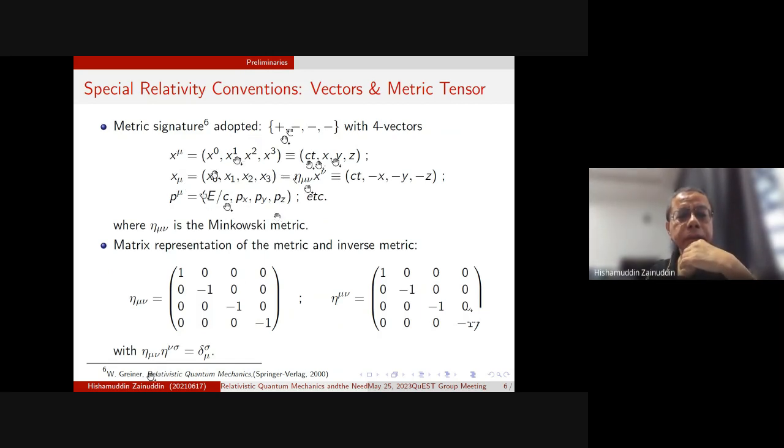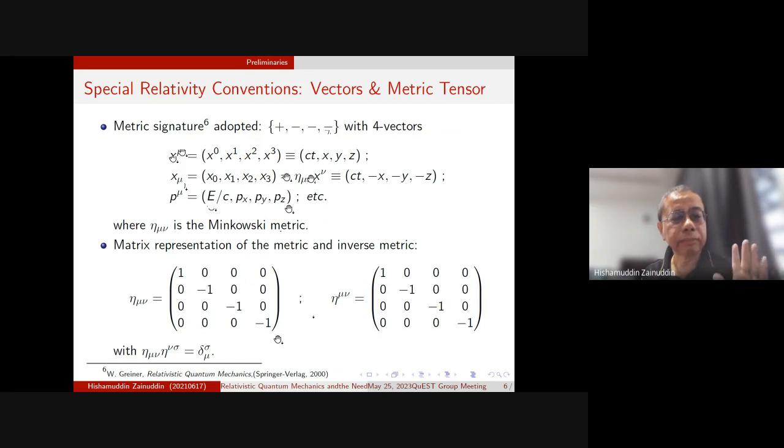Over here, I mentioned how to get from a contravariant vector to a covariant vector using your Minkowski metric. The Minkowski metric will look like this as a matrix, and over here you can also get your inverse metric. In the language of relativity, this is a covariant tensor, this is a contravariant tensor, and this is essentially inverse to this metric. If you multiply these two matrices together, you get the identity.